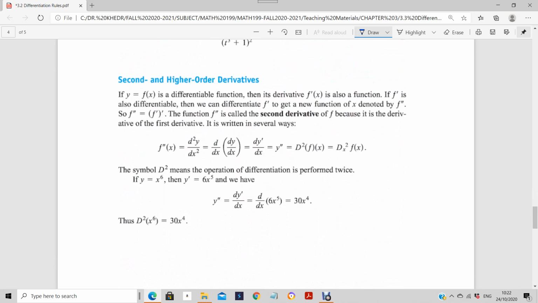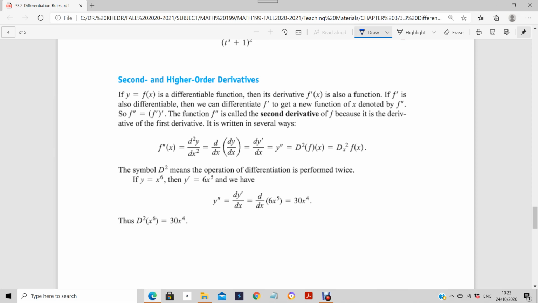Here we have the second and higher order derivatives. If y equals f of x is a differentiable function, then its derivative, f prime of x, is also a function. And if f prime is also differentiable, then we can differentiate f prime to get a new function of x denoted by f double prime. So f double prime is the derivative of the derivative of f. The function f double prime is called the second derivative of f because it's the derivative of the first derivative.